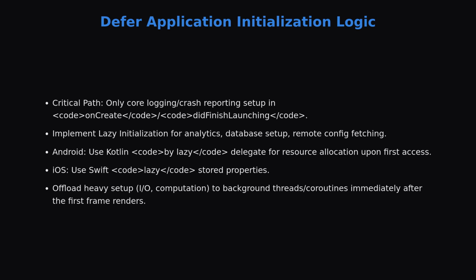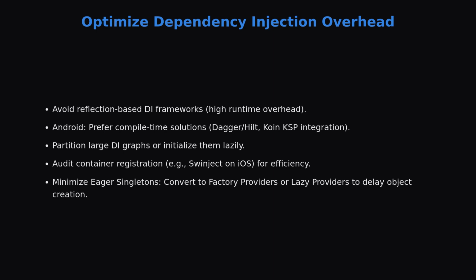On Android, utilize Kotlin's by lazy delegate or custom property delegates to ensure resources are only allocated upon first access. On iOS, use Swift's lazy stored properties for the same effect. If initialization requires background processing, use dedicated background threads, coroutines, or async tasks immediately after the main activity is displayed, ensuring the main thread remains completely unblocked.